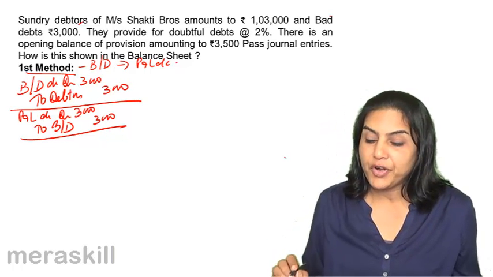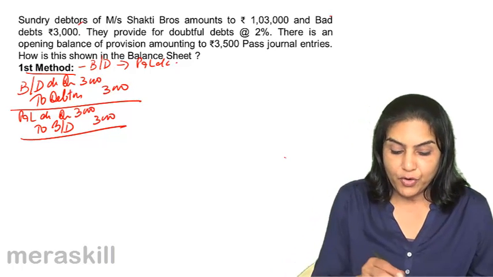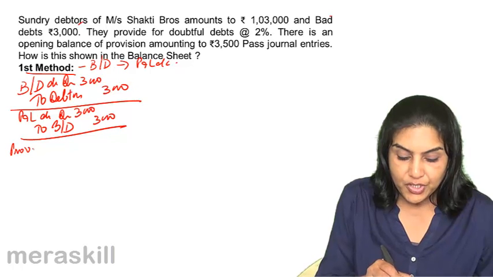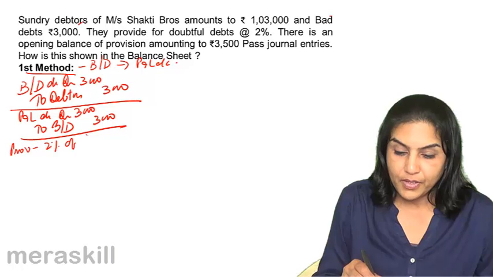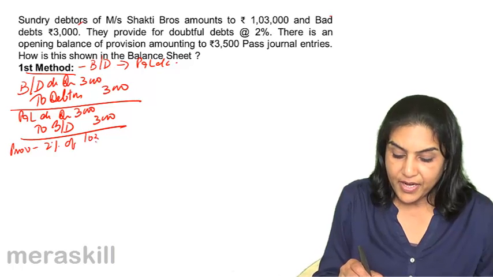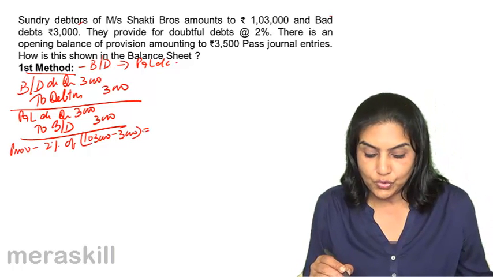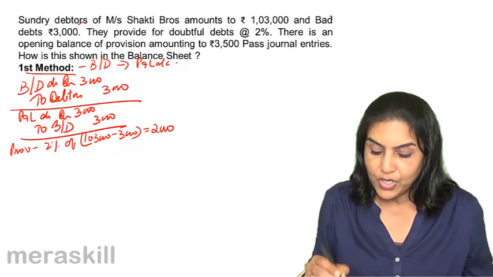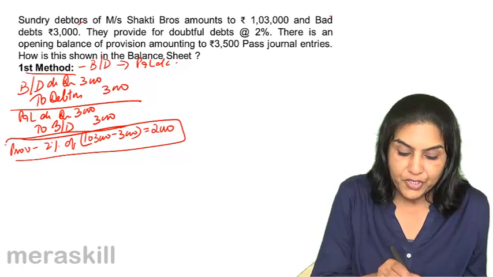They provide for doubtful debts at the rate of 2%. So what is the provision amount? Provision is going to be 2% of, what is the debtors we have? 1,03,000 minus 3,000, 2% of 1 lakh, or 2,000. This is going to be the amount of provision.